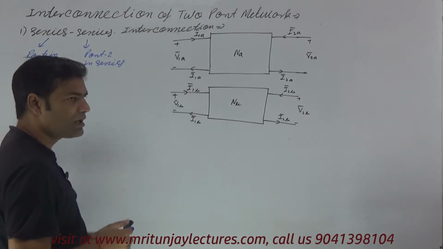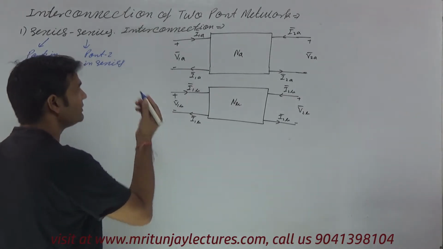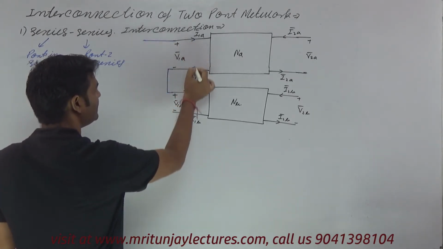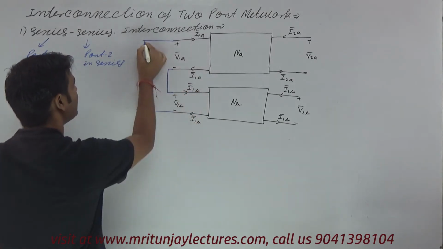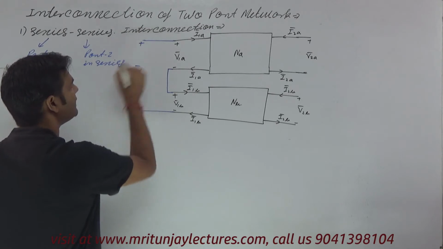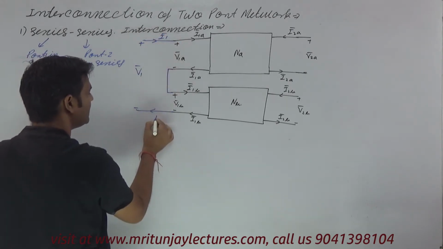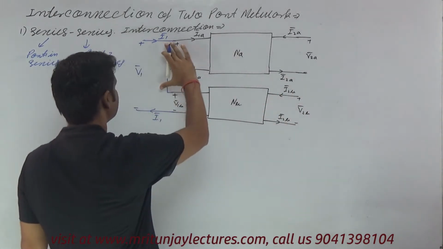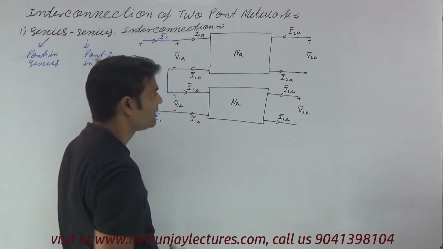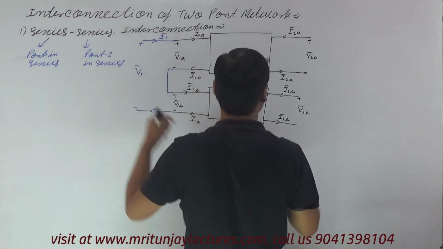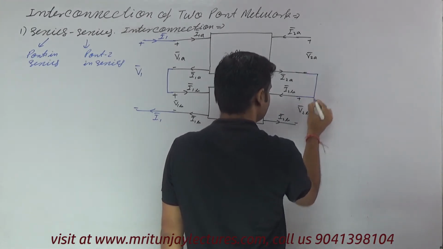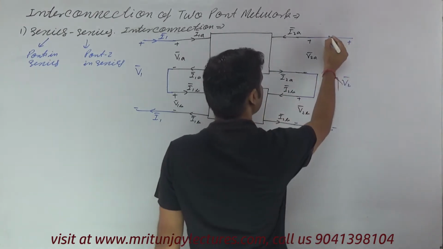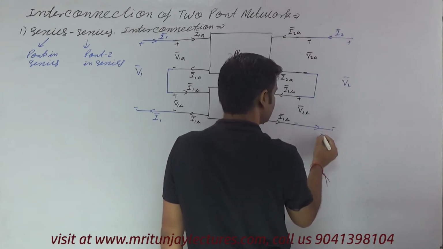Series means currents are the same. Okay, I know that. So this one and this one, these currents are the same, and voltage, that is V1, and here I1 current, here I1. Now same thing, port 1 is in series, so all currents are the same. Now port 2 is also in series, that's why make like this one, and voltage V2. Okay, that is I2 current, here I2 current.